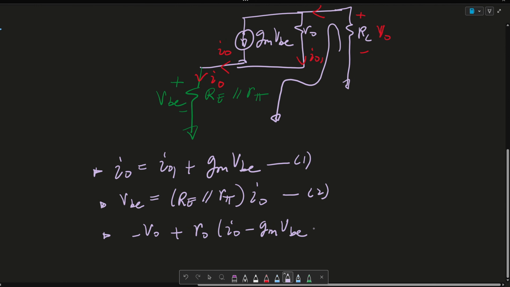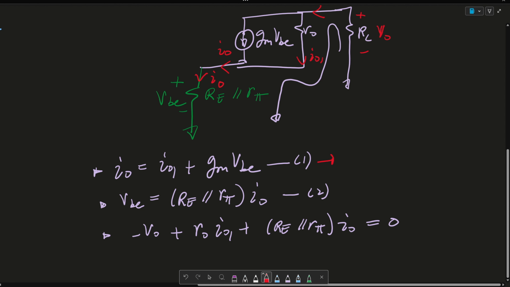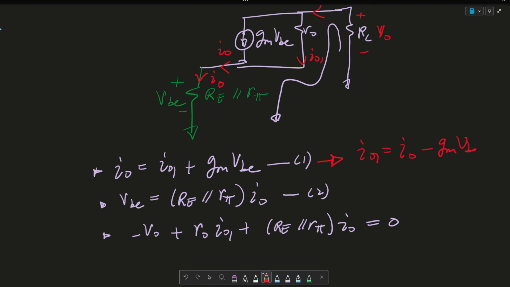Okay. And actually, let me be explicit. So let me do RO IO1 plus an RE in parallel with R pi IO. This is equal to 0. So now what we're going to do is manipulate this IO. We're going to say IO1 is equal to IO minus GM VBE. And we're going to take this and plug it in here.